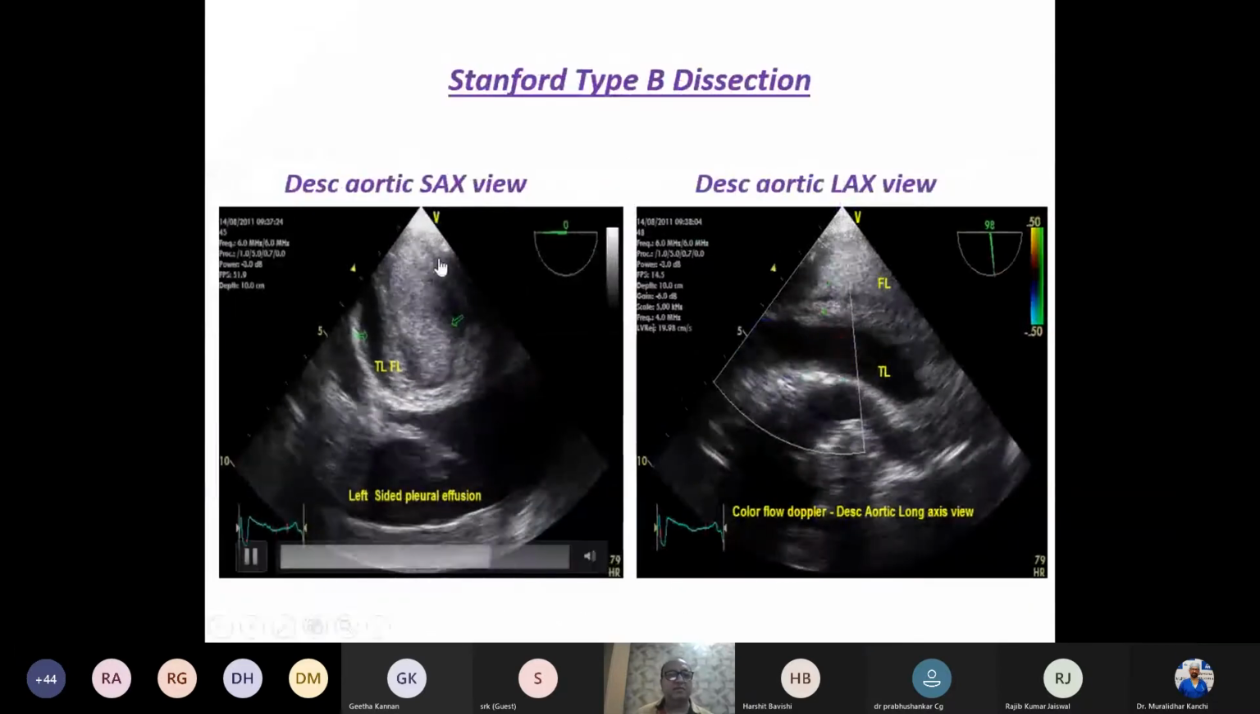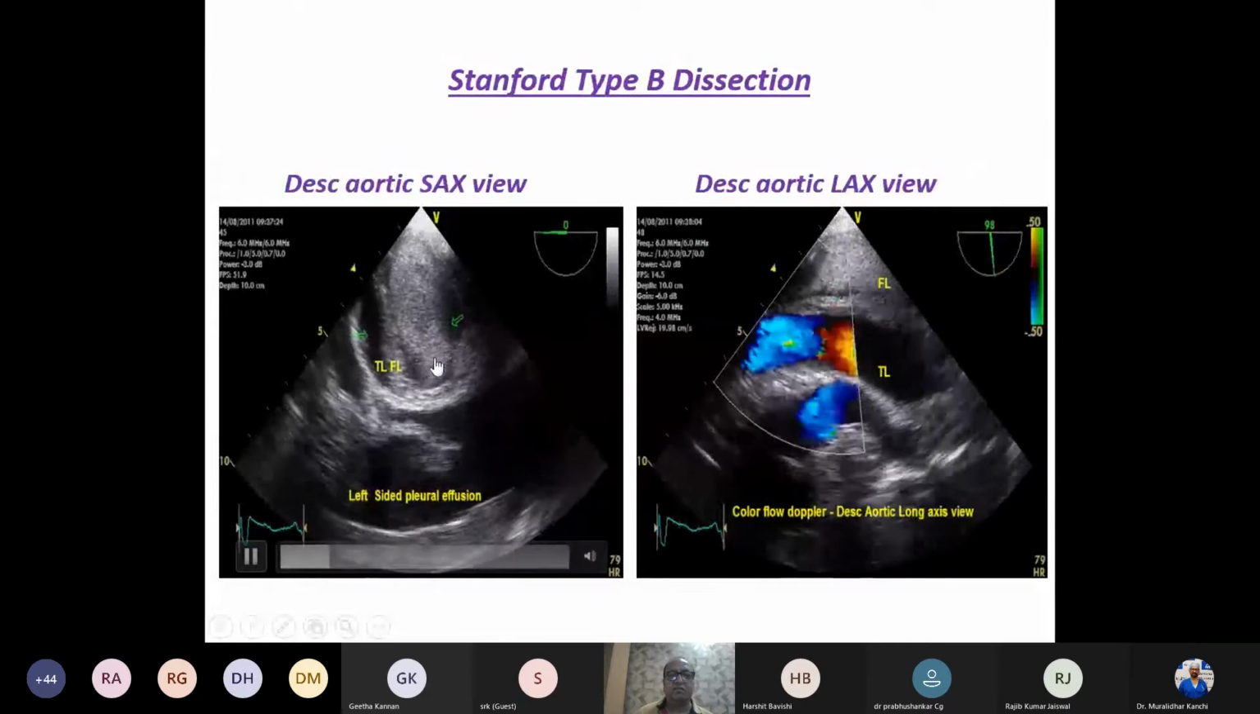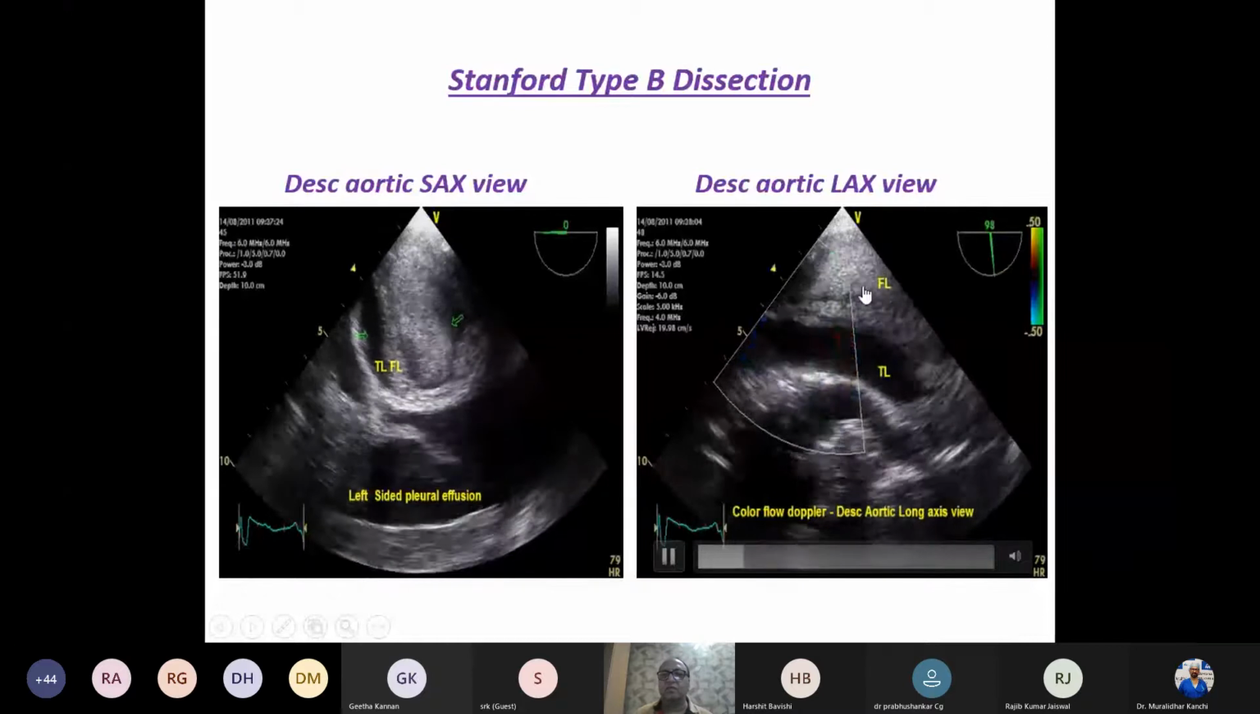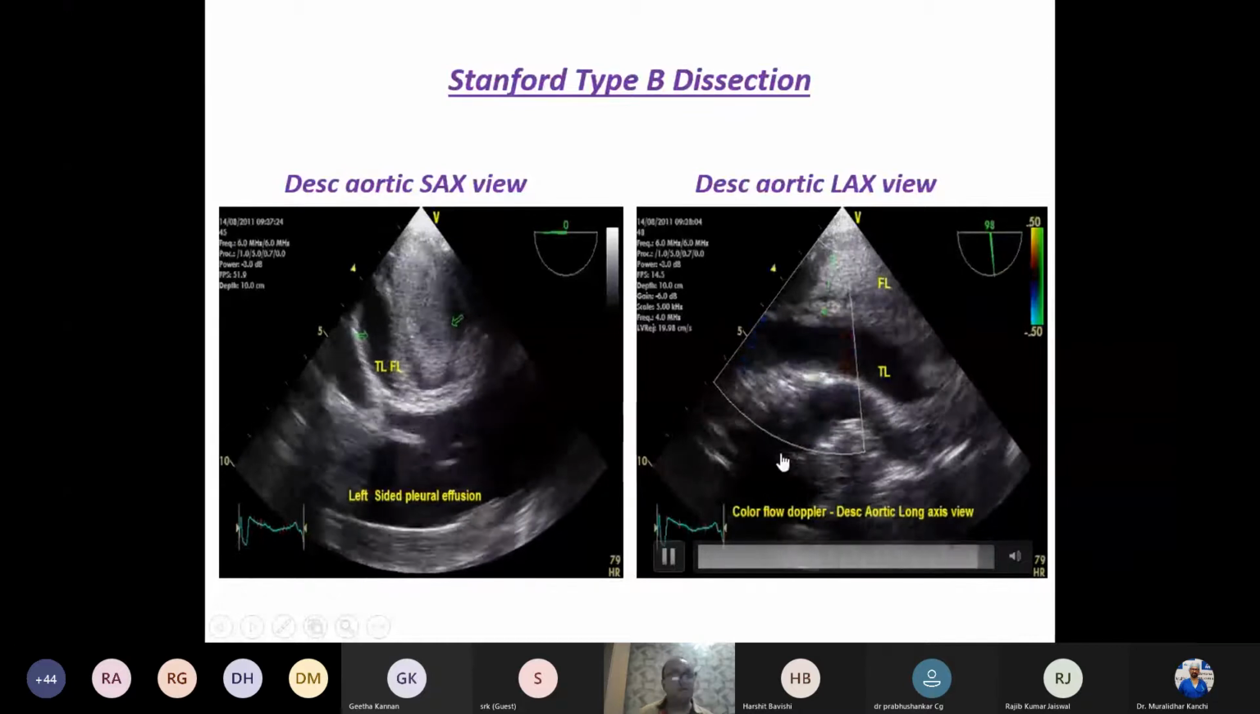Now, type B dissection. You can see this is a true lumen and this is a false lumen. You can see thrombus formed, and you can see SEC there. Now, here I have measured the true lumen and the false lumen.